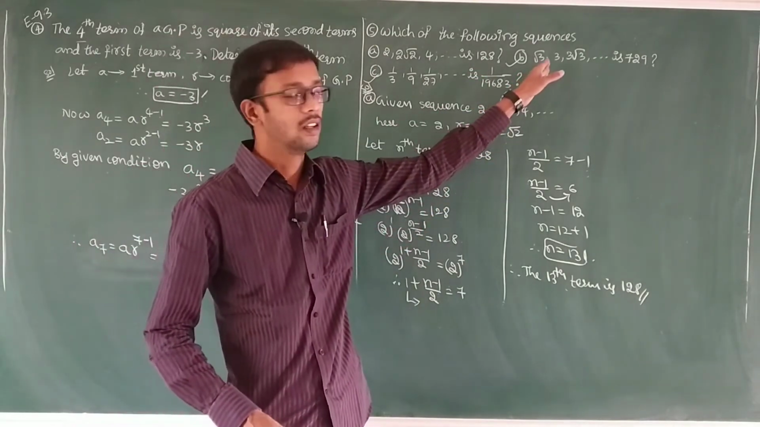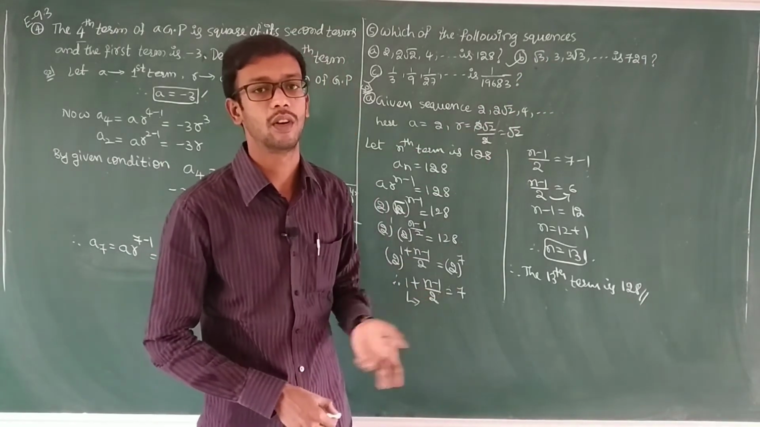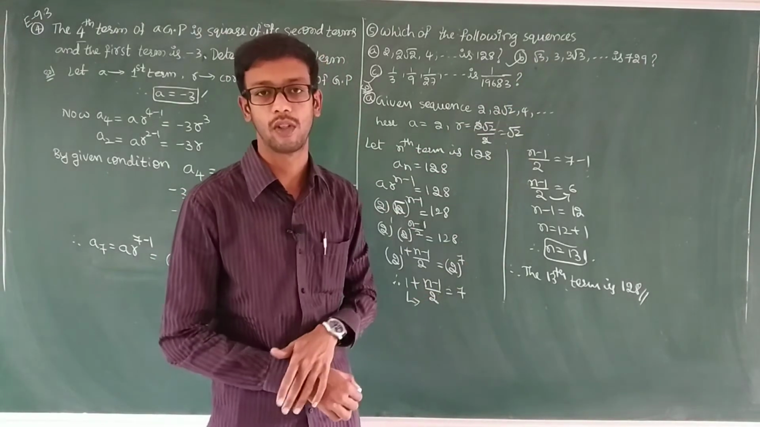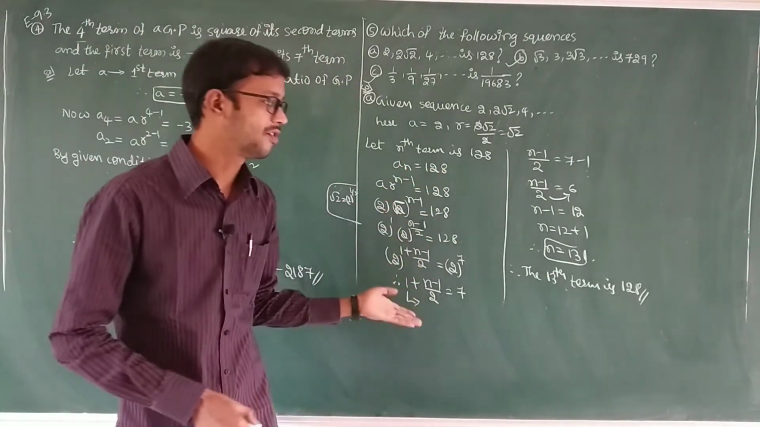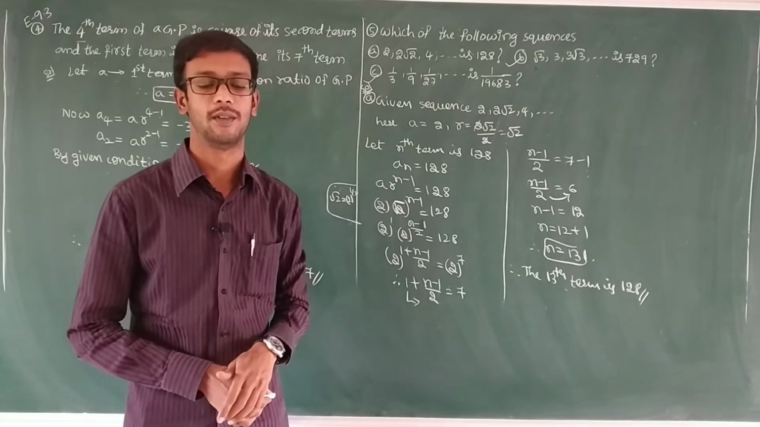Similarly, a is equal to root 3, and you have to find r, which is also root 3, you get it. And with the simplification process, find the n value. B and C, take as homework.